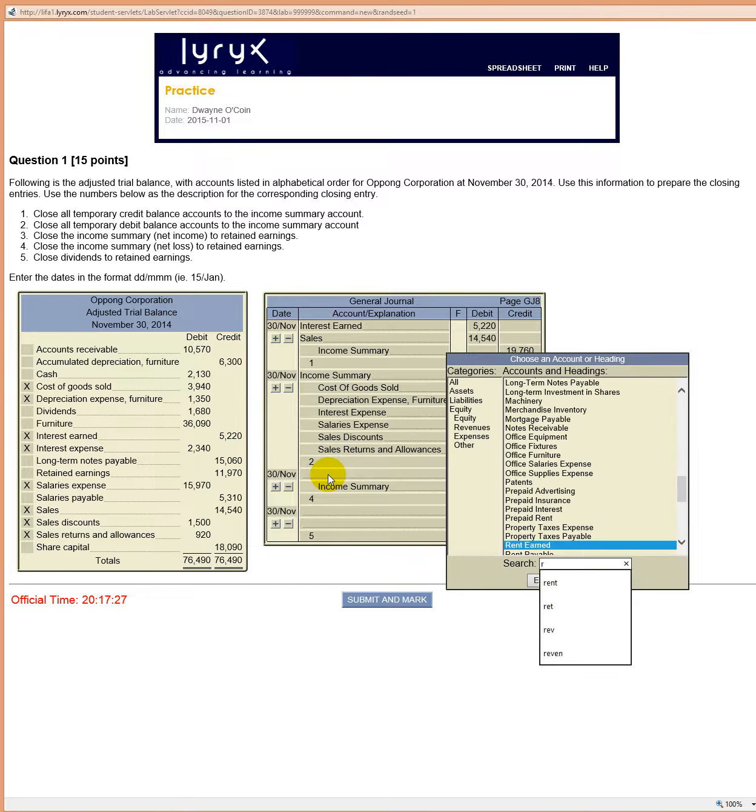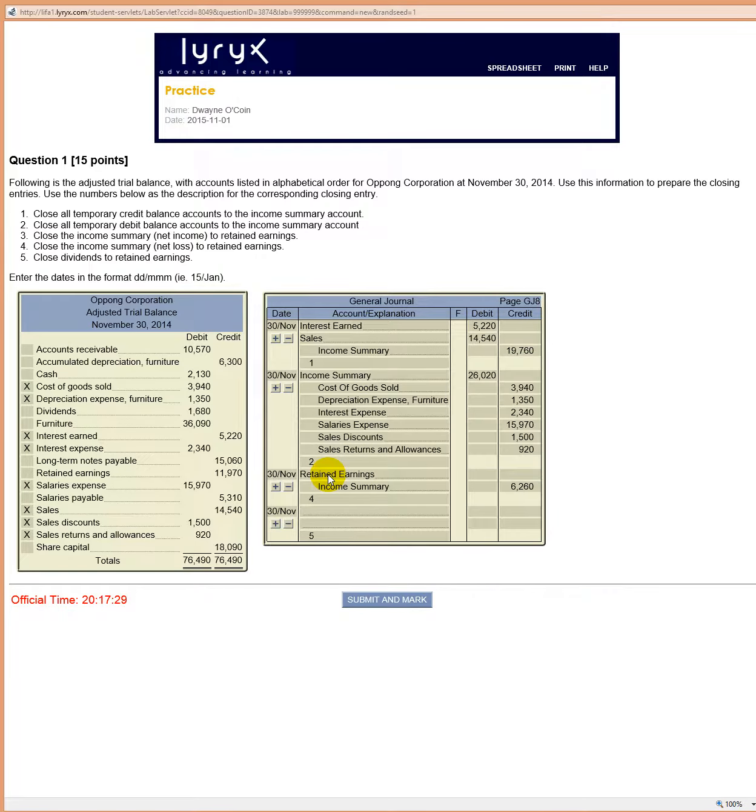And the other half of that entry, of course, is retained earnings. And then, of course, retained earnings goes down by the amount of the dividends as well. And that amount is $16.80. Credit to dividends, debit to retained earnings.